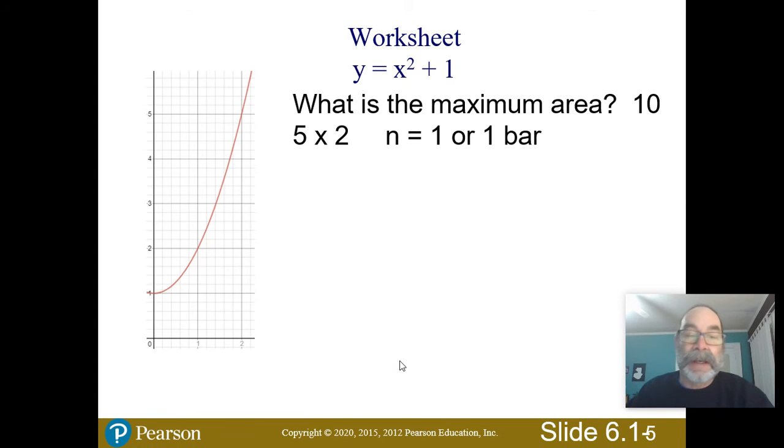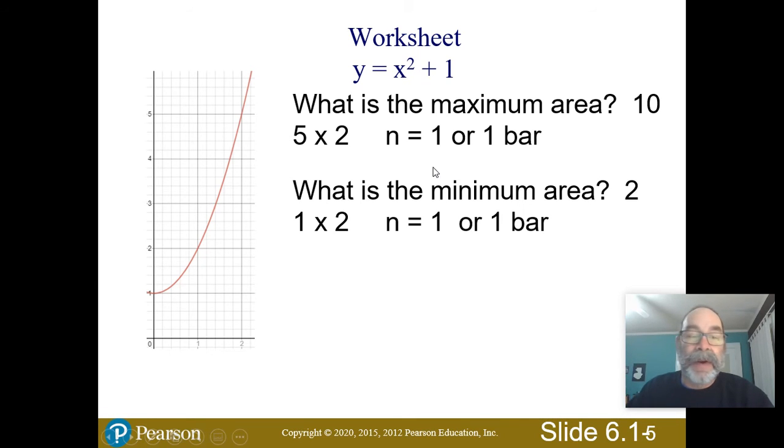So on your worksheet, here's your graph. So what happens if I have one bar? Okay, so I went for 2 seconds here, and we were up here at 5. So the worst case scenario, or the maximum area, would be a 2 by 5 rectangle with an area of 10 then. And that's with 1 bar, or n being equal to 1. Okay? Or we could do another one.